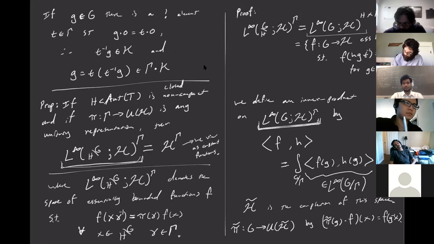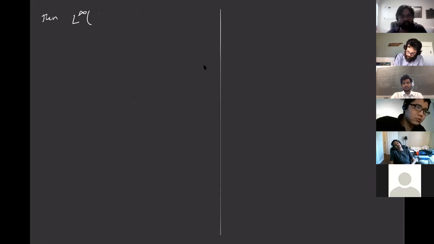So then, this L infinity space, what notation is that? G taking values in H times gamma.